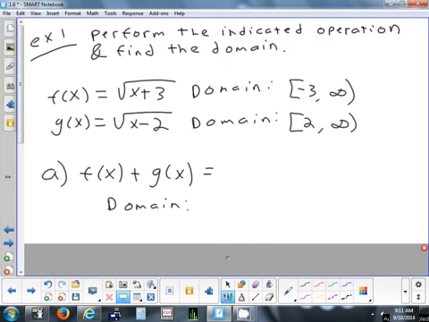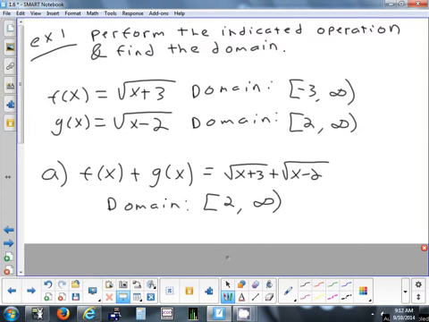Now I'm going to find the new function, square root of x plus 3 plus the square root of x minus 2. There is really nothing you can do to combine that. But what's my domain of f of x plus g of x? We have to pick x's now that satisfy both of these at the same time. Nick? Greater than or equal to 2. Yeah, 2 to infinity.